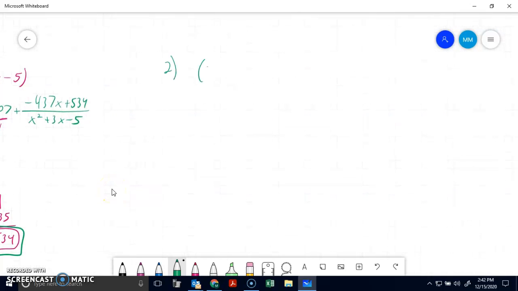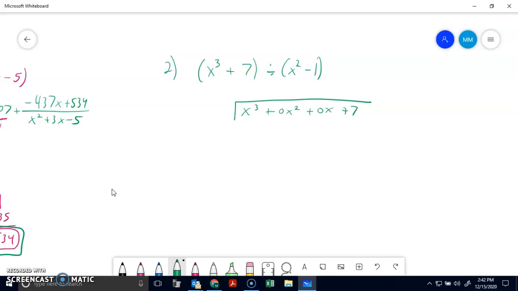But you could also have missing terms. Like if I have, let's just do a simple one, x to the third plus 7 divided by x squared minus 1. And so I would take x to the third plus 0x squared plus 0x plus 7. There's 2 missing terms there. This also has a missing term of 0x in the middle that we're missing out of the denominator. So we got to fill those zeros in.